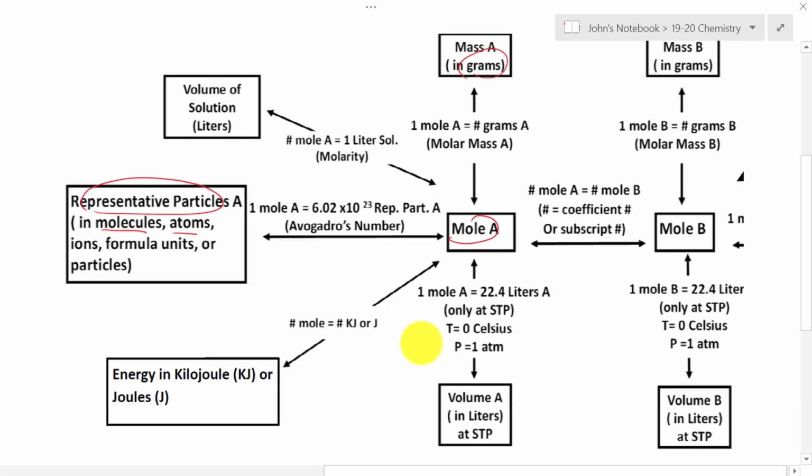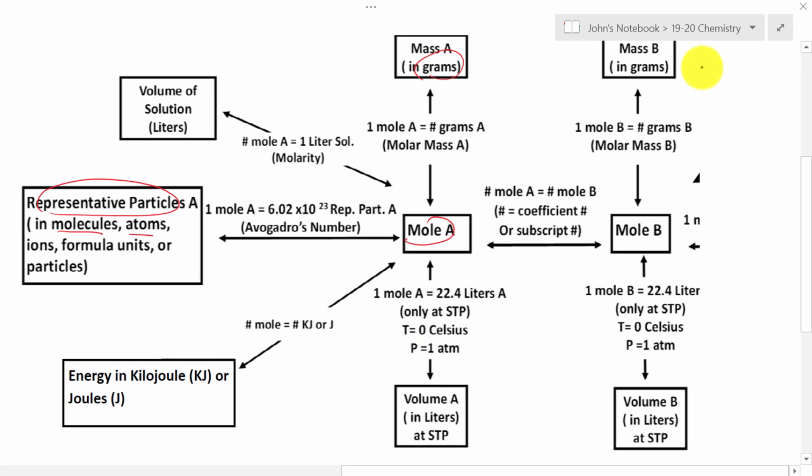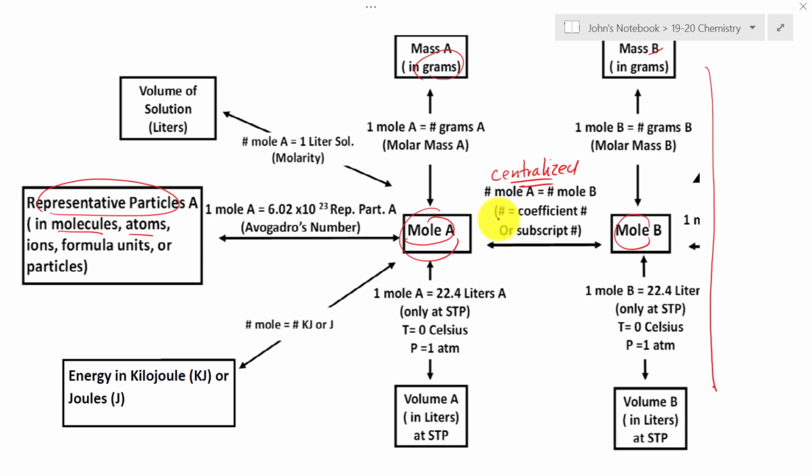If we look at this flow chart right here, it is somewhat cut off over here. That's because this half is the same as that half, except the chemicals change from A to B. What does that tell you about the unit mole? Well, the unit mole is considered the centralized unit. The word centralized, think of the word center, because the unit mole is the centralized unit of all the units that you see here.